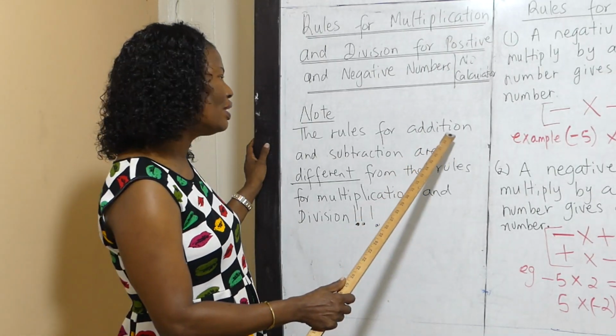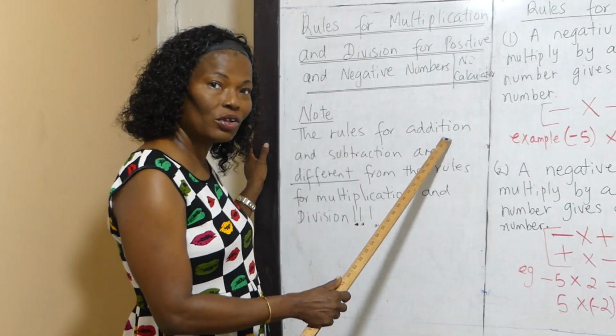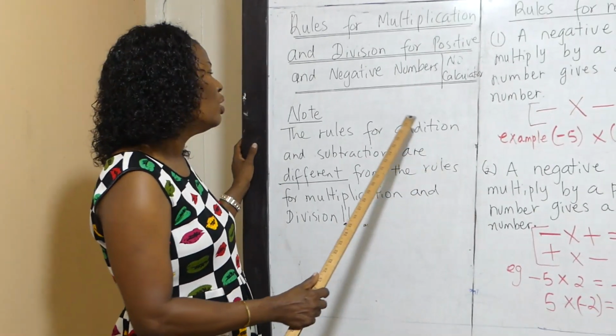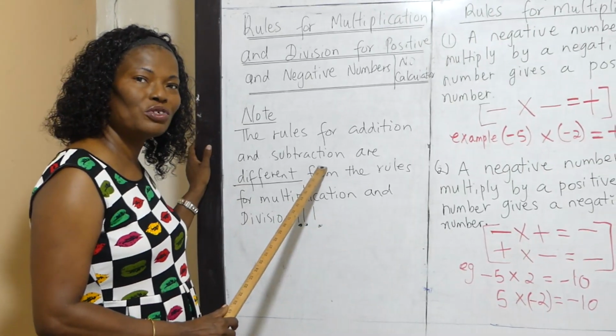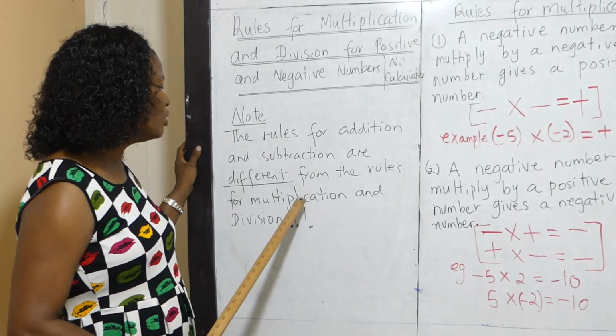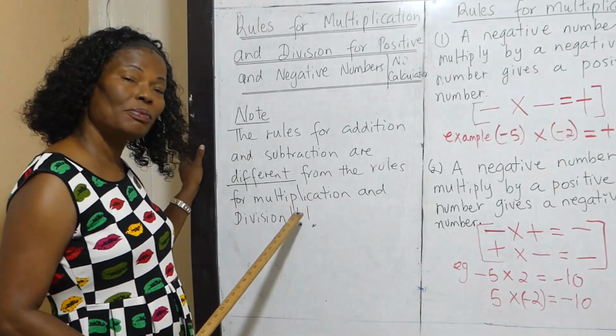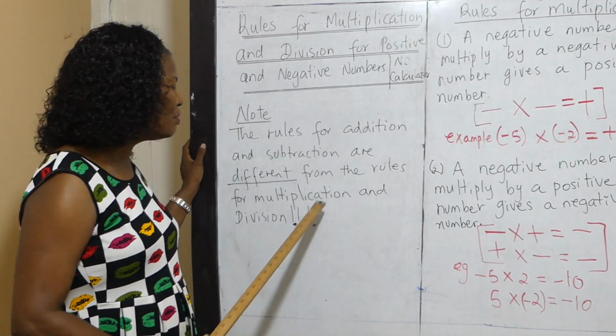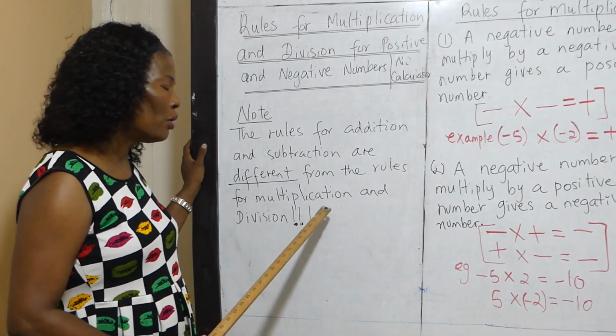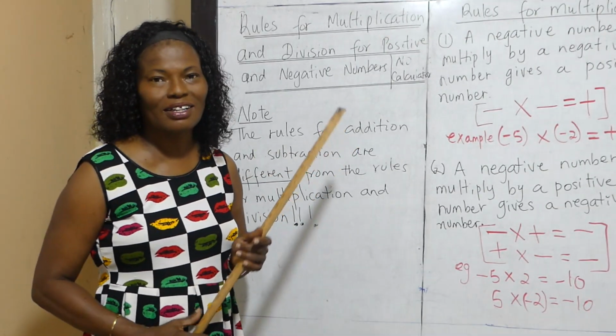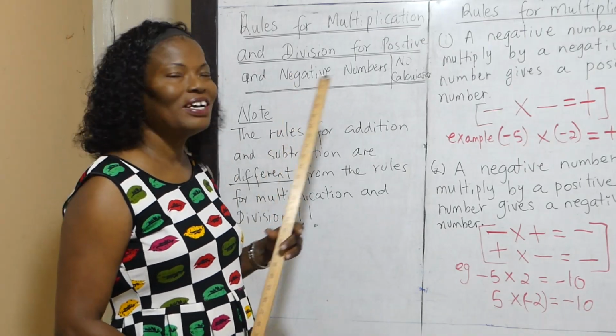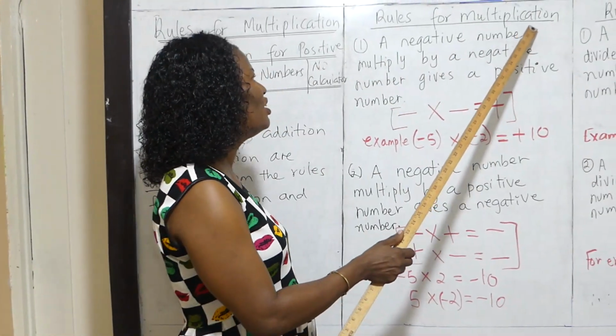Alright, so when we did addition, we looked at the number line. For subtraction, we used opposites. And we're now going to look at multiplication and division. And these rules for multiplication and division are basically the same. So let's look at the rules for multiplication.